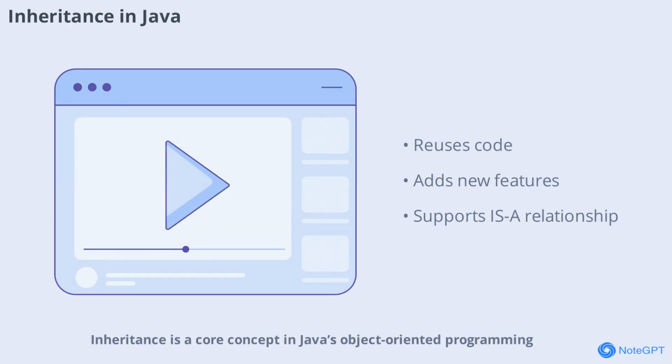Inheritance is a core concept in Java's object-oriented programming. It allows one class to acquire the properties and behaviors of another class, known as the parent or superclass. This means you can create new classes based on existing ones, reusing code and adding new features as needed. Inheritance helps organize your code, promotes reusability, and supports the IS-A relationship, also called the parent-child relationship.